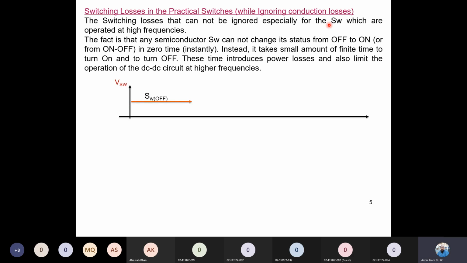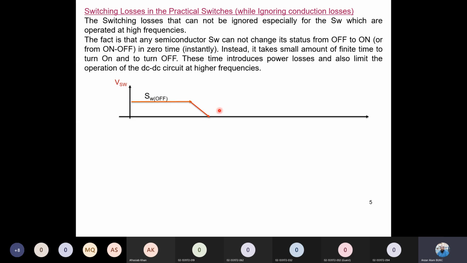I told you that in switching losses, the transistor is off at this moment. Now you want to turn it on, so it will not turn on like this, but it will have this ramp, a downward ramp. It means you have provided a signal to the gate at this point to turn on the transistor, but at this point it will not turn on. It will take this small amount of time.